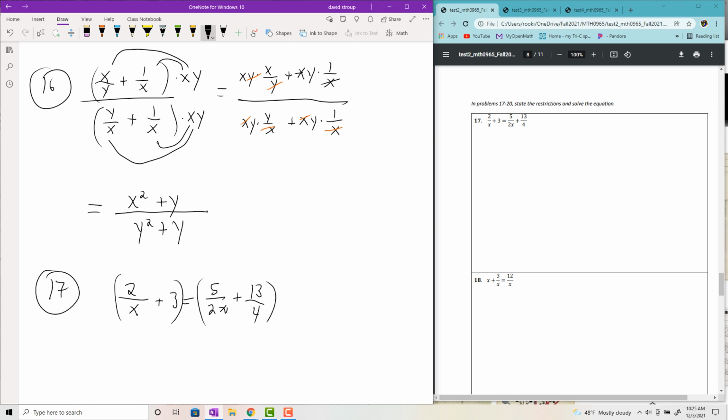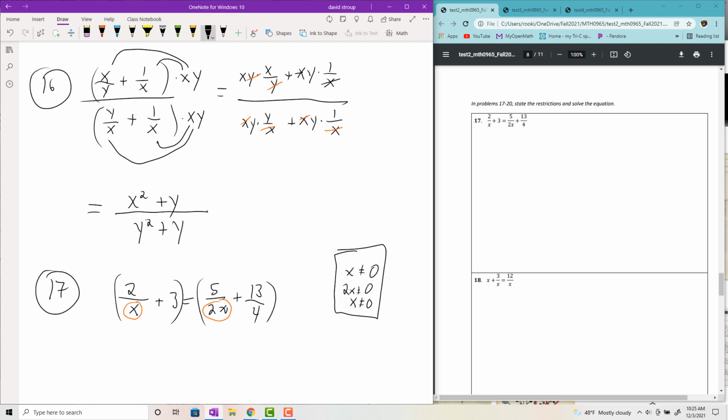Well, you need the restrictions. You can't have a denominator equaling 0. Like this one, it cannot be 0. This one cannot be 0, right? So you need to make sure x is not 0. You need to make sure 2x is not 0. In other words, x is not 0 again. That's your restriction. So basically, x cannot be 0.